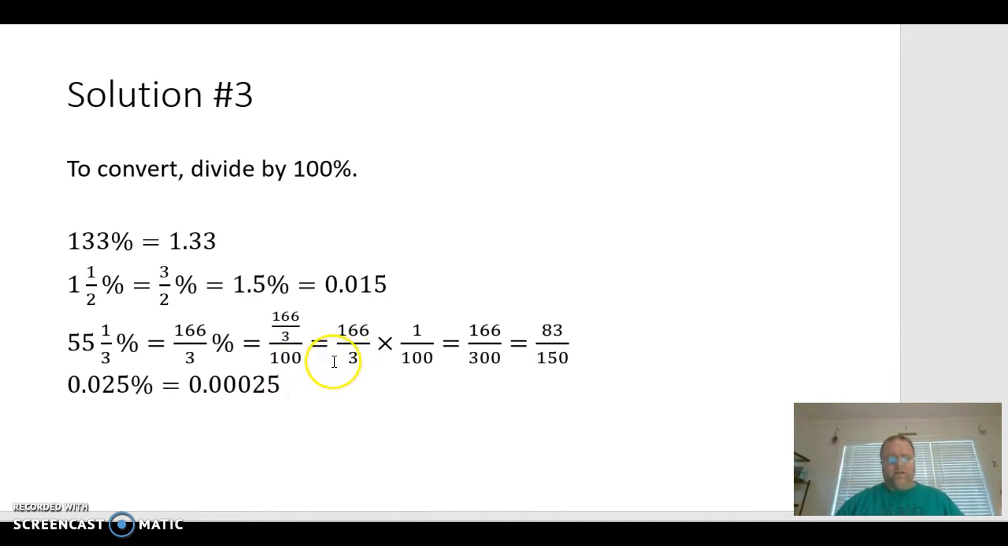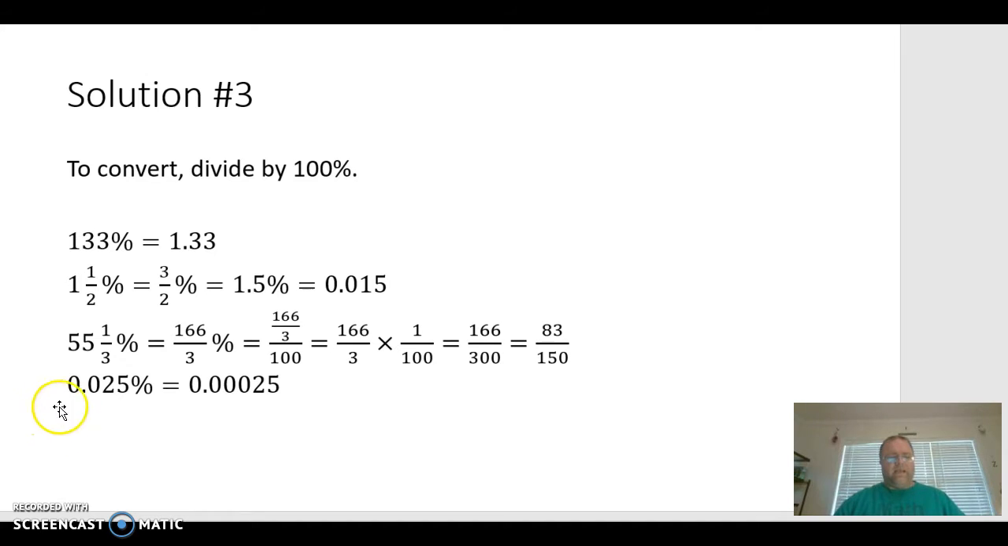So we take the numerator, which is 166 thirds, times the reciprocal of 100, which is 1 over 100, and then you just multiply the two tops across and the two bottoms across. You get 166 divided by 300, which reduces to 83 over 150. Once again, kind of a lot of moving parts there, but you do it step by step and you understand each step, it shouldn't be too bad.